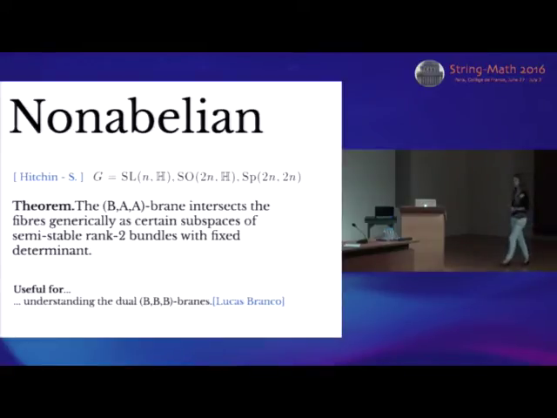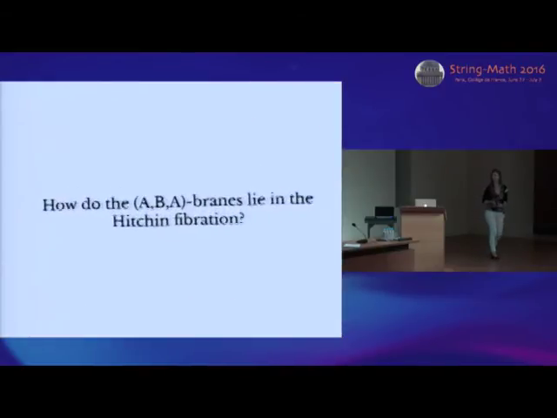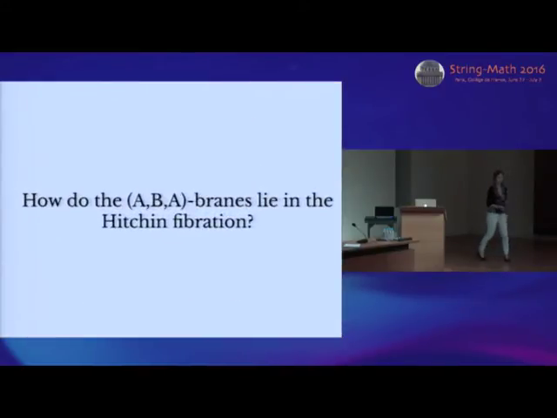And this has proven to be quite useful when studying the dual BBB brane by Lucas Branco. So these are the ways that it intersects this BAA brane of real Higgs bundles, the Hitchin fibration, but there were other branes. There was an ABA brane that we constructed using a real structure on the complex surface. And we can ask the same question: how does this brane intersect the generic fibers of the Hitchin fibration?